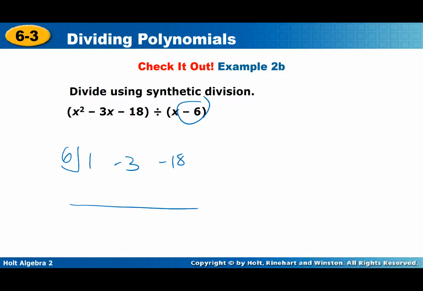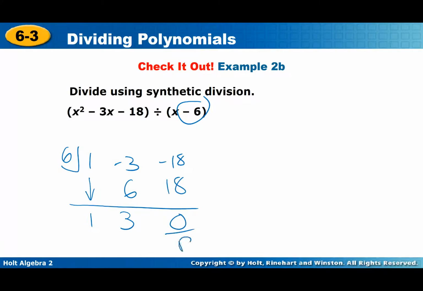And now let's start. Bring down the first term, as always. So bring down the 1, and then multiply that with the a value. 1 times 6 is 6. And then add those terms. Negative 3 plus 6 is positive 3. And then multiply 3 with 6. It's going to be 18. And negative 18 plus 18 is 0.